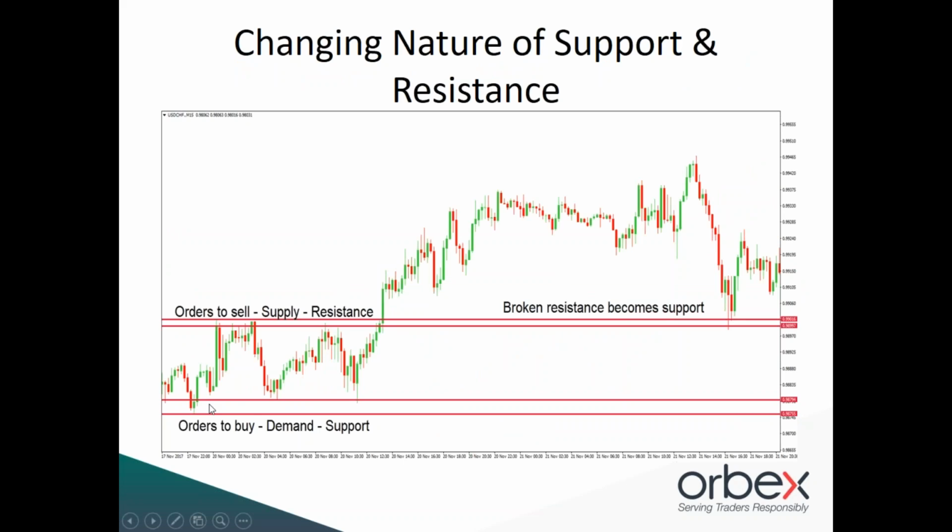We have buyers entrenched in the market at this level, driving price higher each time the price moves into this support. And we have sellers active in the market at this level here. So we know that we've got strong supply here, because each time price moves up to test this level, we're seeing sellers stepping back in and driving price lower.